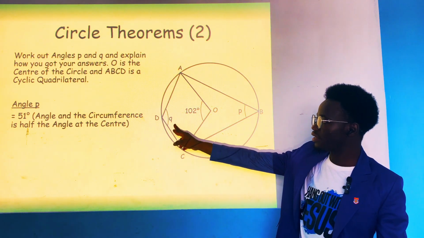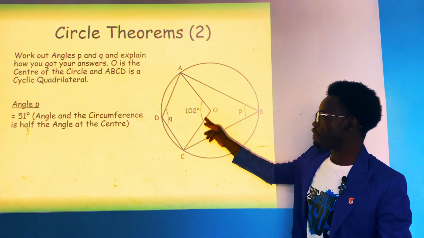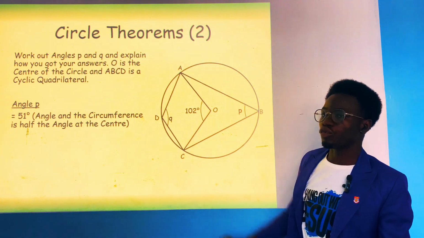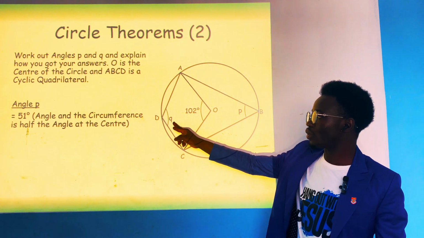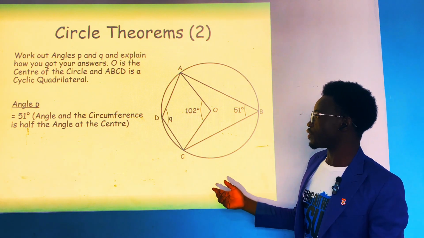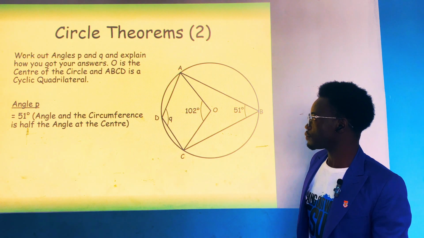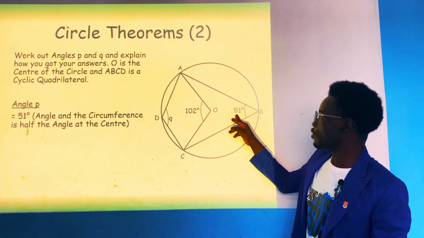Again, I can find Q. Opposite interior angles of the quadrilateral sum up to 180. So this plus this will give me 180. So if I know here, then I can get here. But there's still another property you can use. Here, I know you're 51.